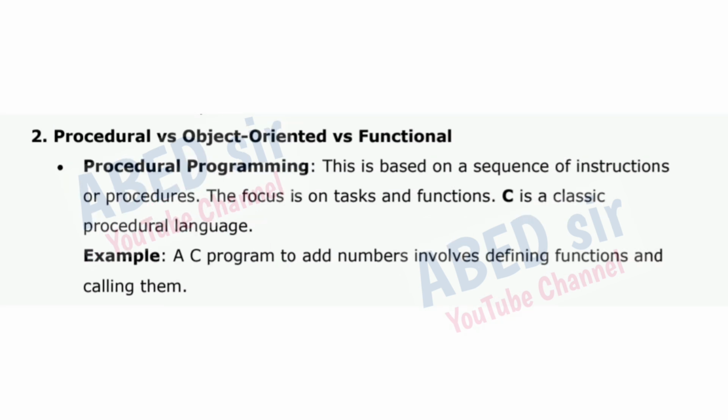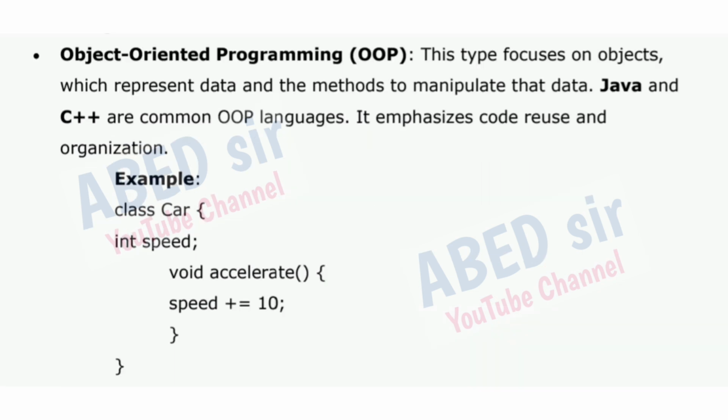2. Procedural versus object-oriented versus functional. Procedural programming is based on a sequence of instructions or procedures. The focus is on tasks and functions. C is a classic procedural language. Example: a C program to add numbers involves defining functions and calling them.